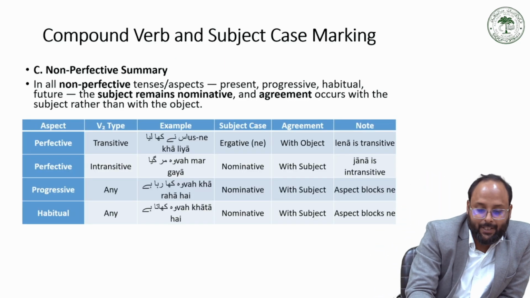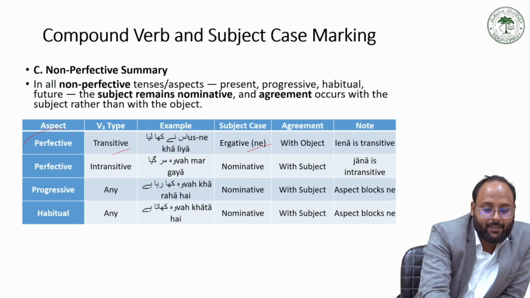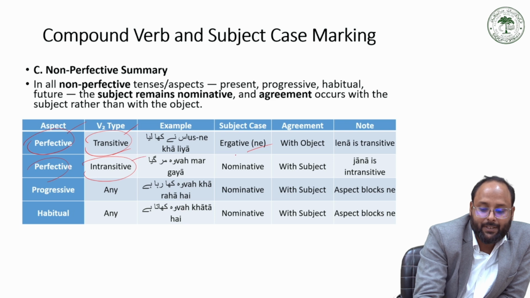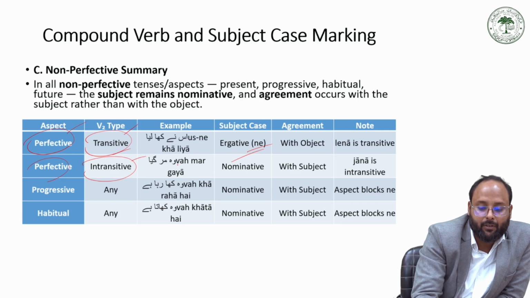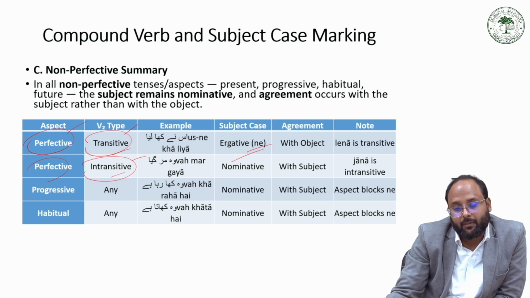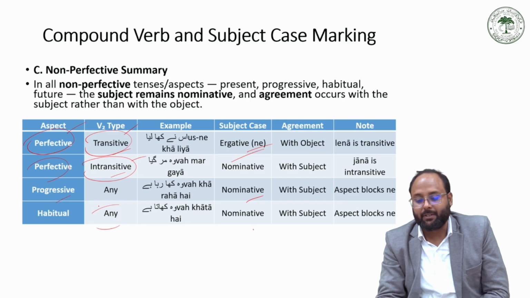So perfective aspect with transitive takes the ergative case. So both things are necessary, perfective aspect and transitive. When there is a perfective aspect with an intransitive, it will take only nominative. Like उसने खाना खा लिया and वो सो गया. So this is the intransitive. And when we have the progressive, either transitive or intransitive, it will take nominative. Or habitual also takes the nominative. There is no role of transitive and intransitive.